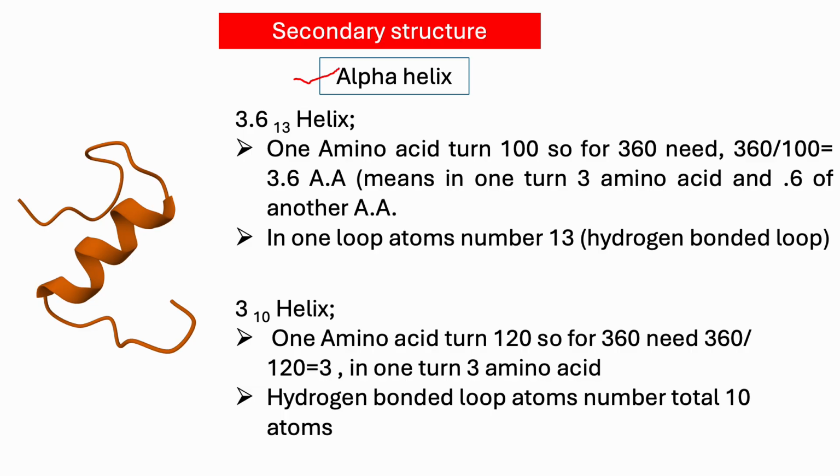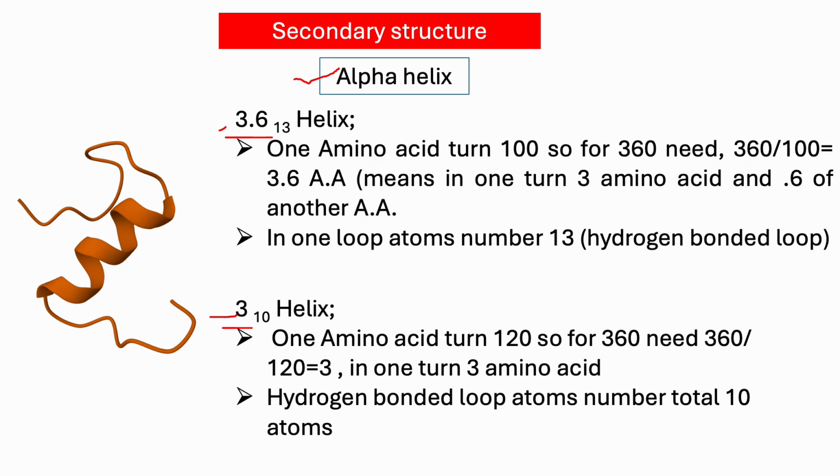Among the alpha helices there are three types: the 3.6 13 helix, the 3 10 helix, and another one is the pi helix, which is the 4.4 16 helix. But the most common one is the 3.6 13 helix, and also very rare but not very few is the 3 10 helix.